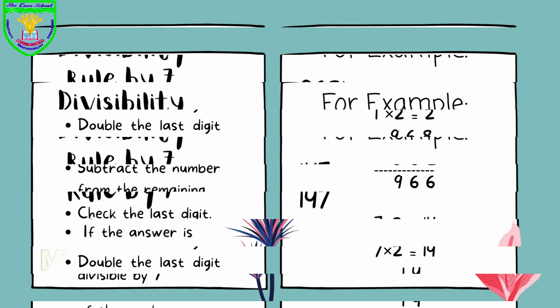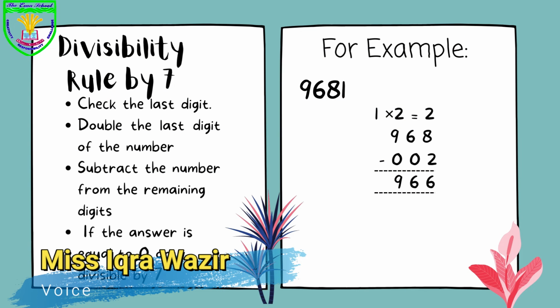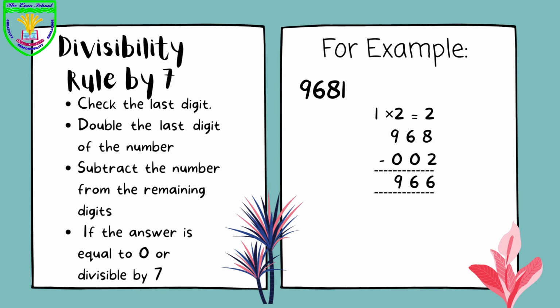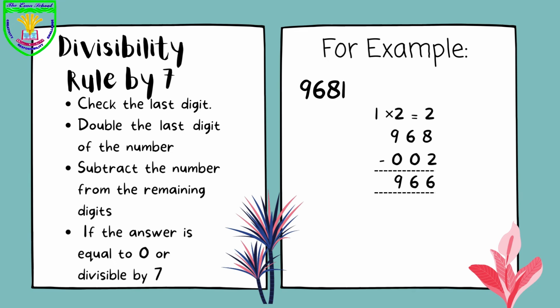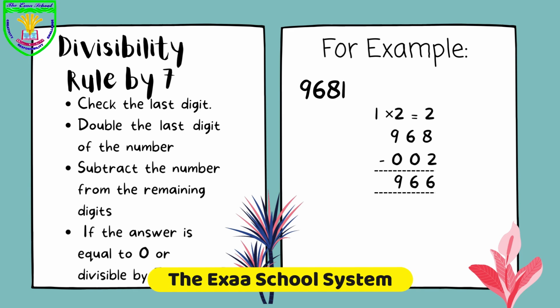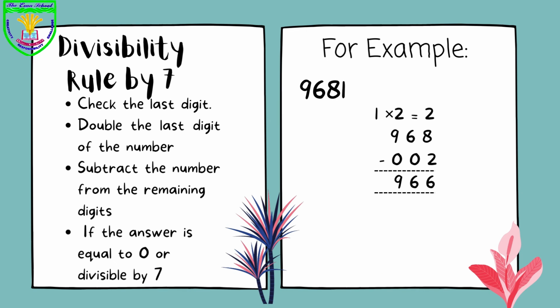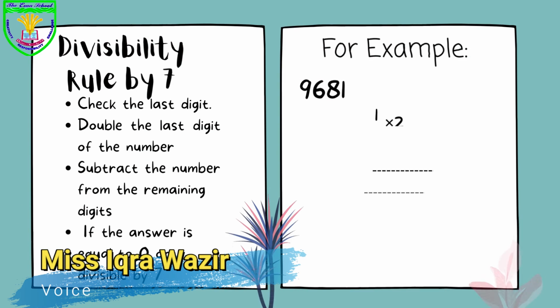Now, let's try another number, 9681. To check whether this number is divisible by 7 or not, we will double the last digit. Our last digit is 1. Now, we will multiply 1 with 2 and we get the answer 2. Now, we subtract this 2 from the remaining digits 968. When we subtract 2 from 968, we get the answer 966. So, this is a bigger number. We can't tell whether this is divisible by 7 or not.